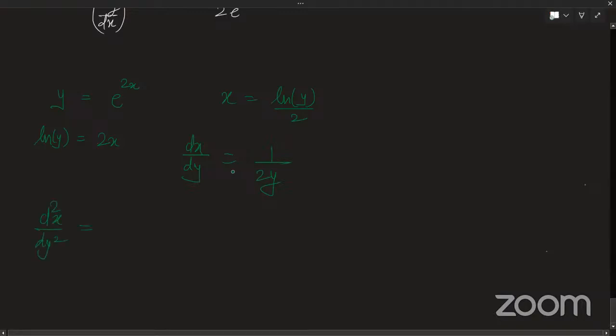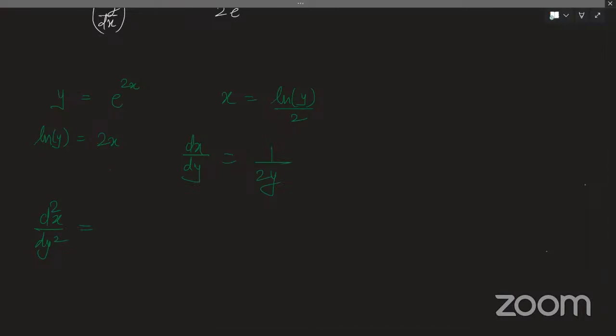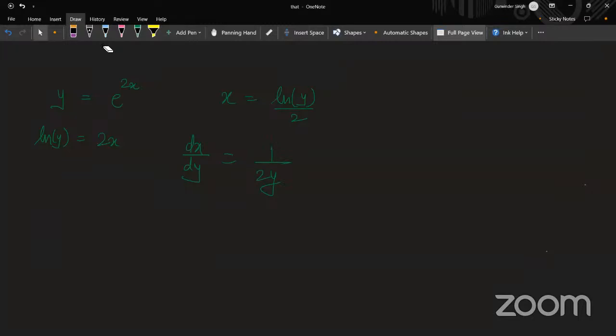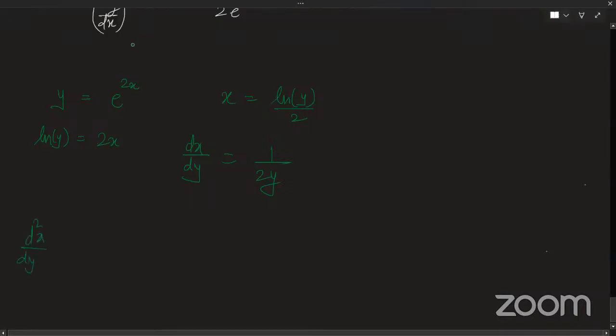Now I again want to differentiate this with respect to y. d2x by dy square is what basically? It is the derivative with respect to y of dx by dy. So I am asking you d by dy of 1 by 2y. How will you differentiate it? You have 1 by 2 into y raised to minus 1. Differentiating y raised to minus 1 gives half into minus 1 into y raised to minus 2. This is your derivative, correct?